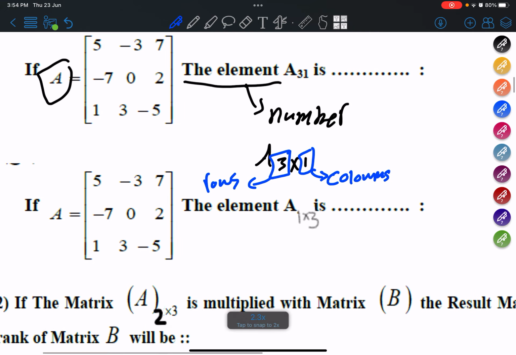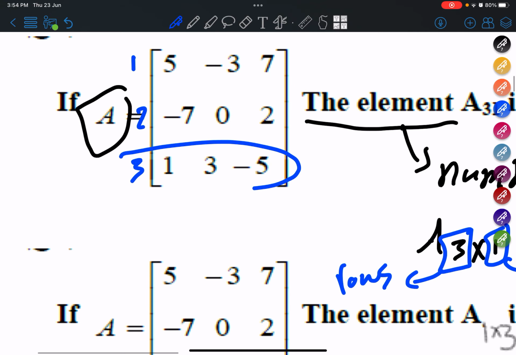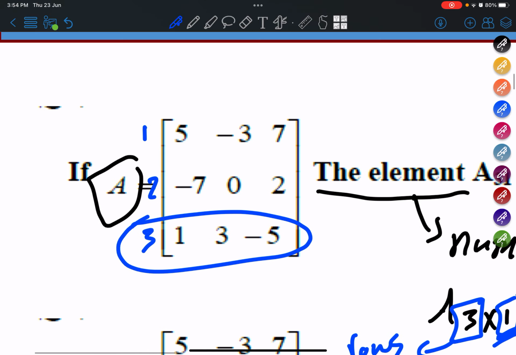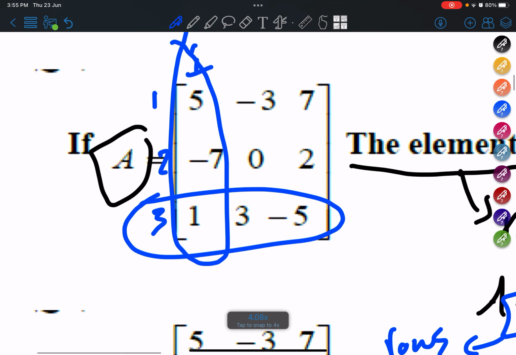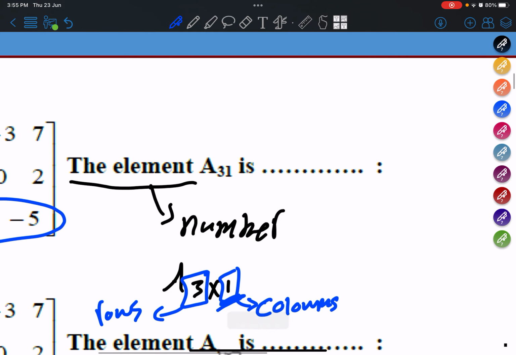Okay, so if we go to the third row in this matrix, so this is the first row, this is the second row, and this is the third row, so we are here. And then we go to the first column as stated here, which is this one. So we see that the intersection happens at number 1, or element 1. So the answer for this question is 1.